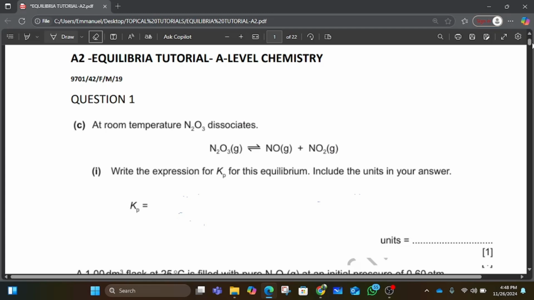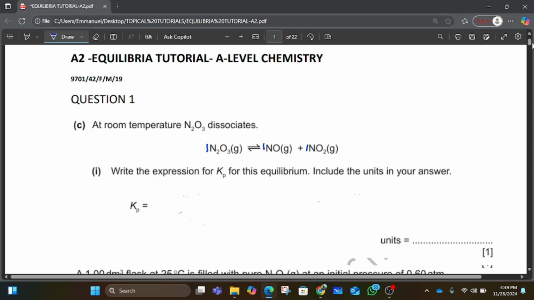Question 1 C. At room temperature, N2O3 dissociates. N2O3 gas dissociates to give you NO gas plus NO2 gas. Write the expression for Kp for this equilibrium. Include the units in your answer.